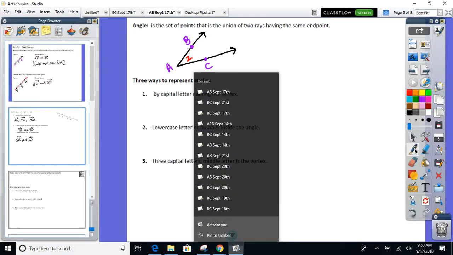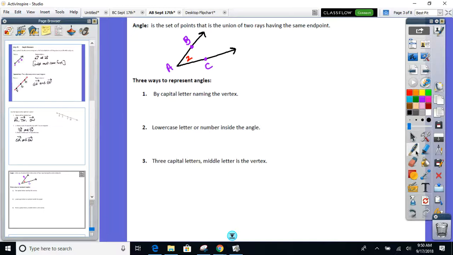All right, now here's my symbol for angle. I do a little less than sign with an arc mark through there. Now, do you have to put the arc mark? No, you don't. Jack, how'd you name it? Angle A. Could name it angle A.